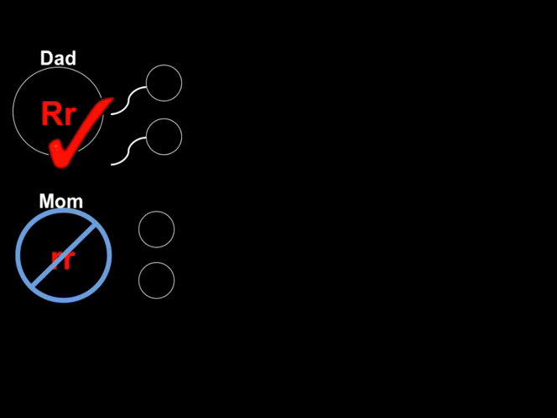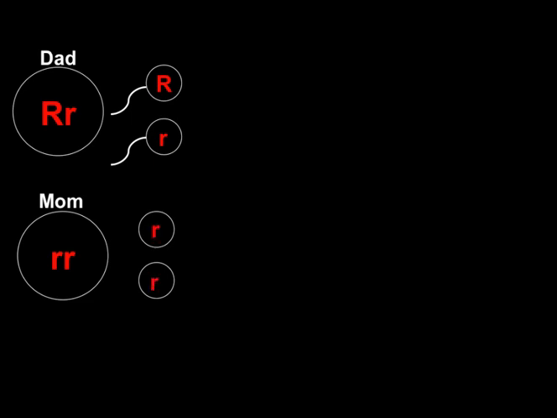So what's going to end up happening in meiosis is the dad is going to give each of these alleles into one of the gametes. So he's going to either give his child a big R or a little r, and the mom is only going to be able to give little r's because that's what she's got.